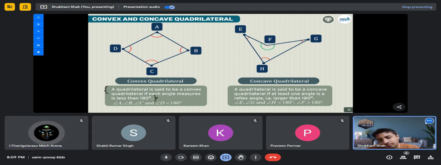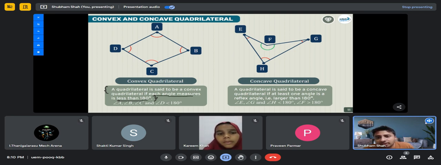Okay, both can have diagonals. Okay, what is the correct definition? A convex quadrilateral is a quadrilateral in which each angle is less than 180. This is the main definition. Angle A less than 180, angle B less than 180, angle C less than 180, angle D less than 180. So a convex quadrilateral is such a quadrilateral in which every angle is less than 180.